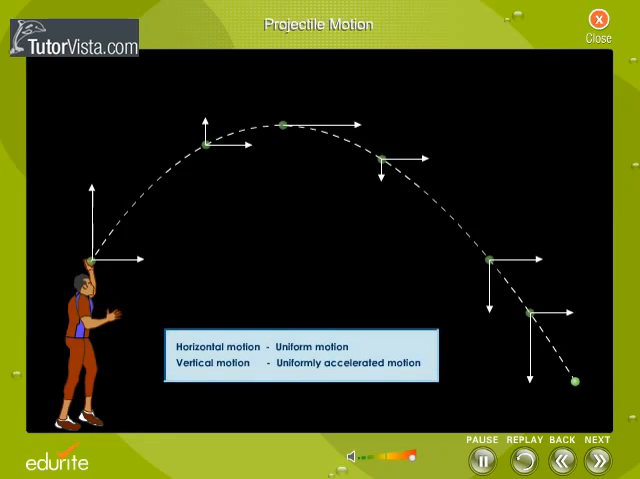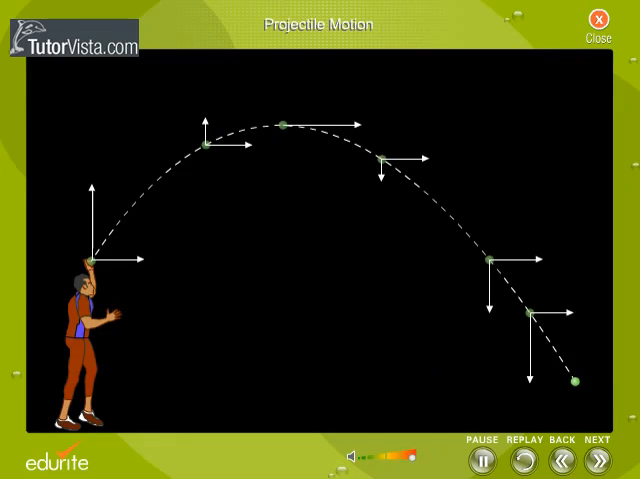Thus, the horizontal motion is a uniform motion and the vertical motion is a uniformly accelerated motion. The magnitude of the vertical component is different at different points and is directed vertically downwards.